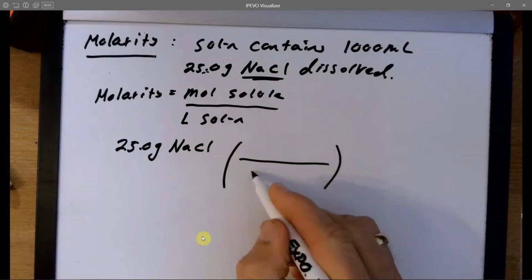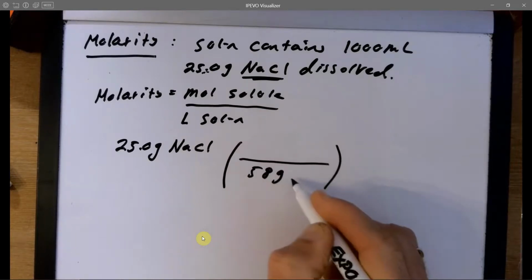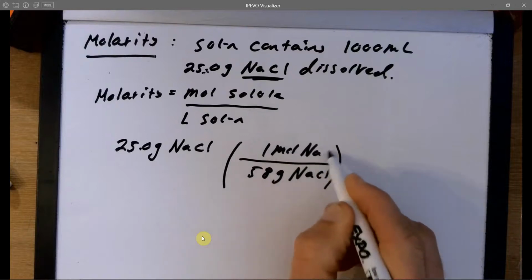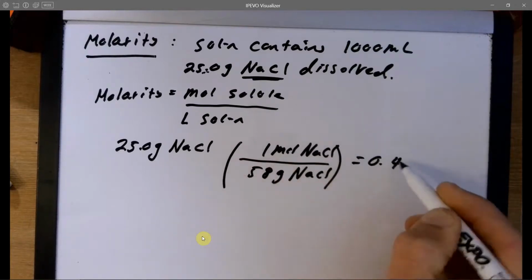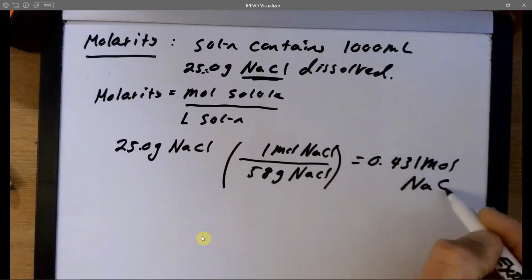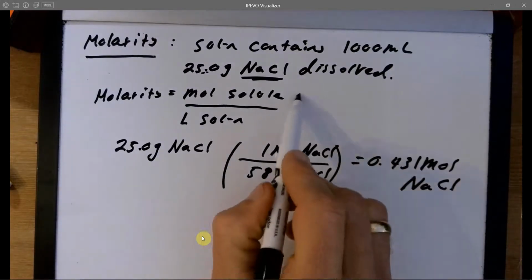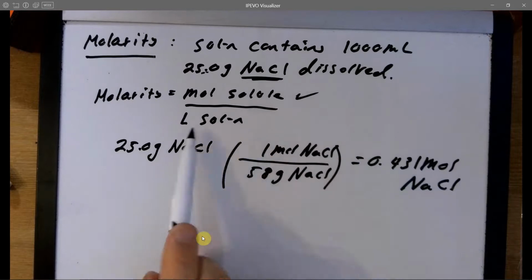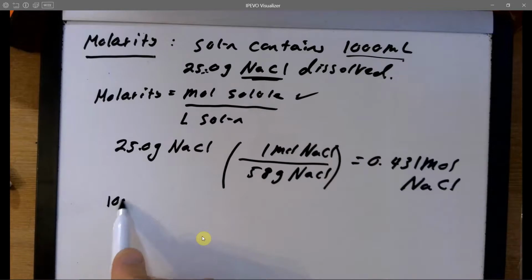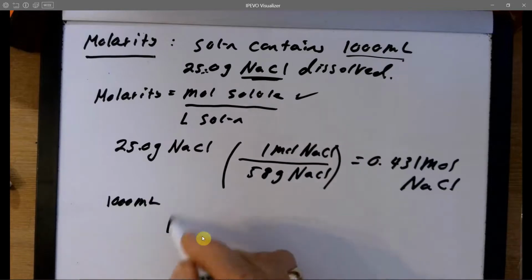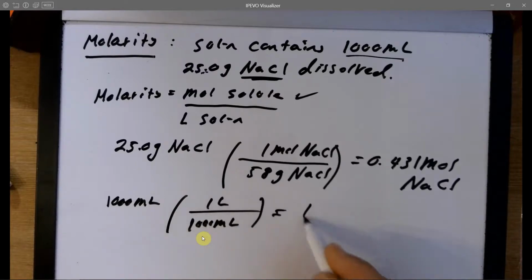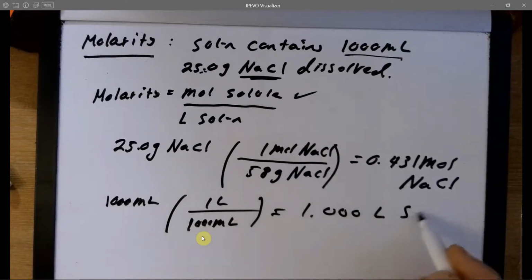Okay, so that's fairly simple. I'll just apply the molecular weight of NaCl, and I get 0.431 moles of NaCl. Okay, cool. So now I got the numerator, check. The denominator, I need in liters, I got that in milliliters. Well, that's simple, I can just convert milliliters to liters. And I chose this on purpose just to make it easy. 1,000 milliliters in 1 liter, so obviously it's 1 liter solution.